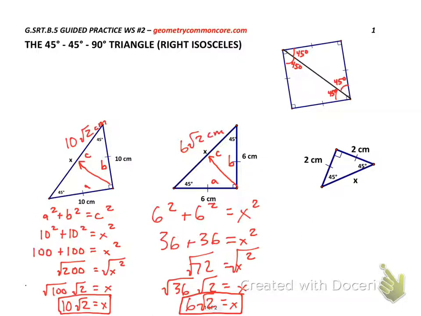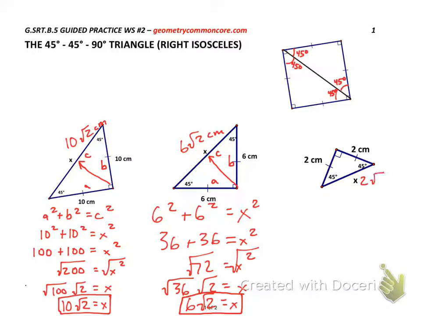So looking at what we got with these first two, I have side lengths of 10 and a hypotenuse of 10 square root of 2. I have side lengths of 6 and a hypotenuse of 6 square root of 2. I bet you guys can probably tell me. I've got side lengths of 2. What do you think the hypotenuse is going to be? What pattern? What is it? 2. There it is. 2 square root of 2.